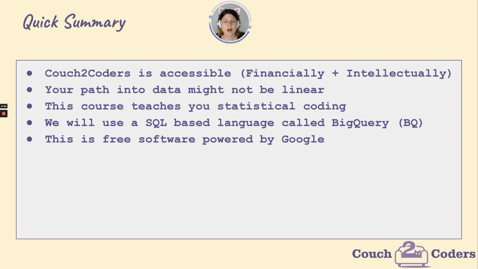So let's summarize all the things that we did in this introductory module. We talked about how Couch to Coders is accessible, both financially and intellectually. Your path into data might not be linear. It might have a couple twists and turns like mine did, and that's totally okay. This course will teach you statistical coding that is used to prepare you to become a data analyst. We will be using a SQL-based coding language called BigQuery. And BigQuery is a free software powered by Google.